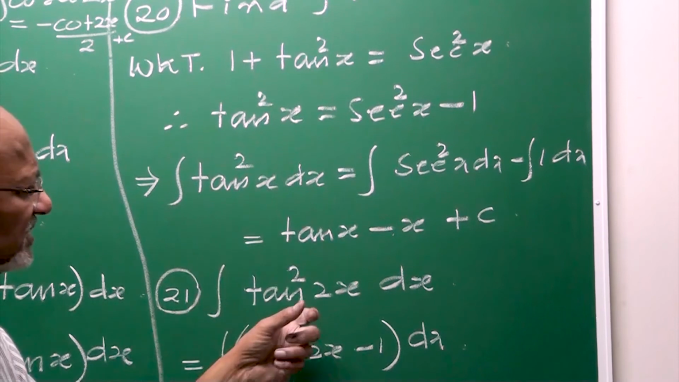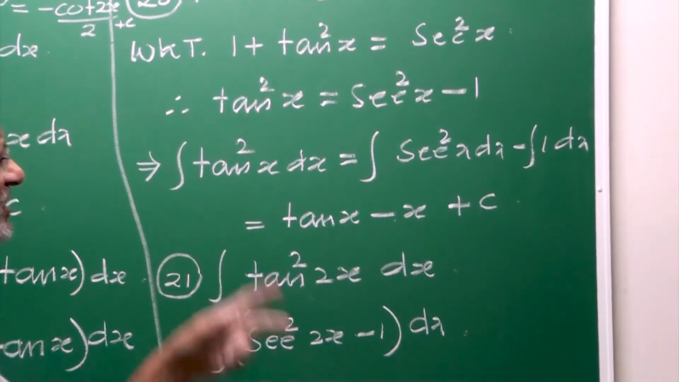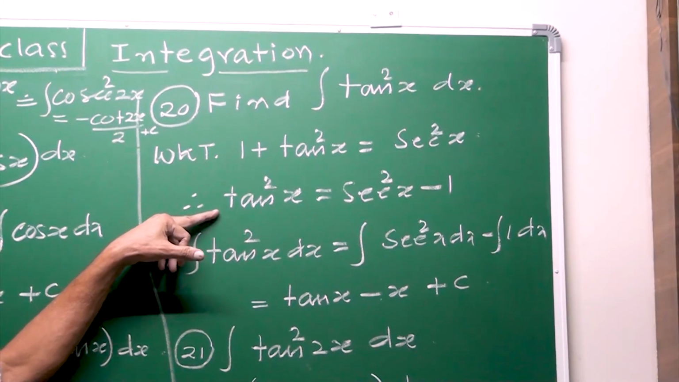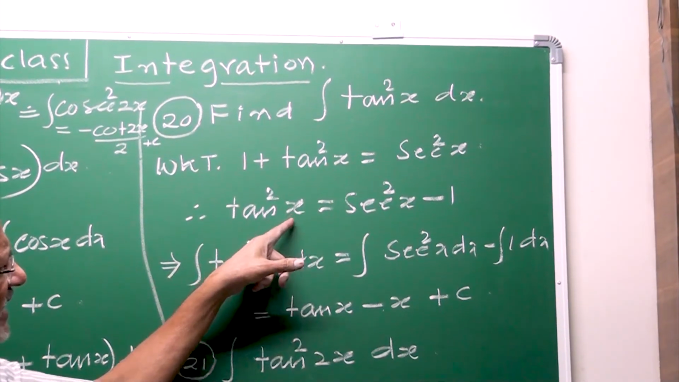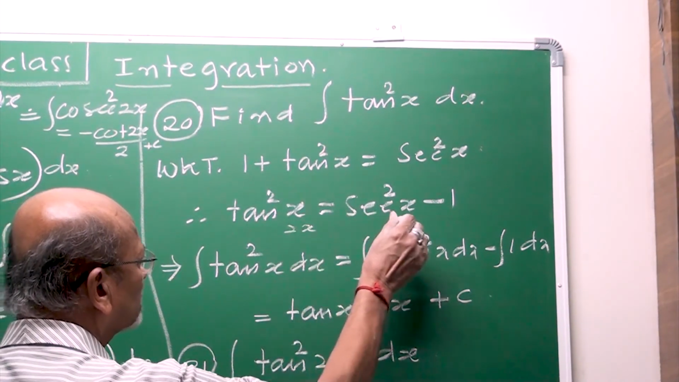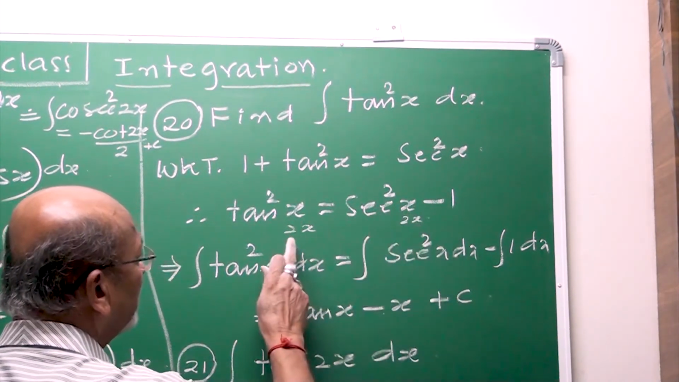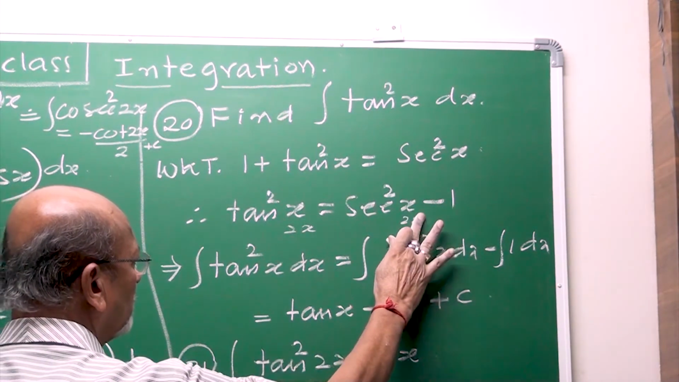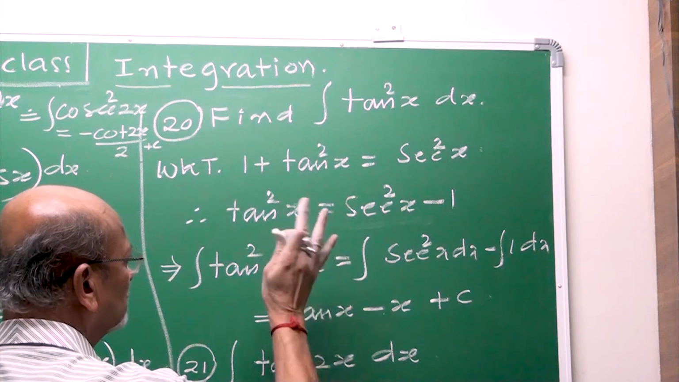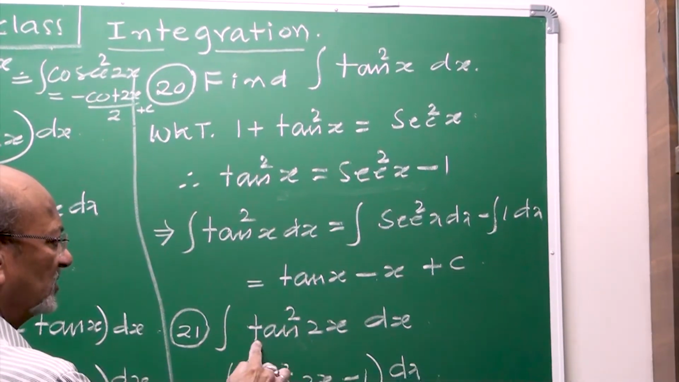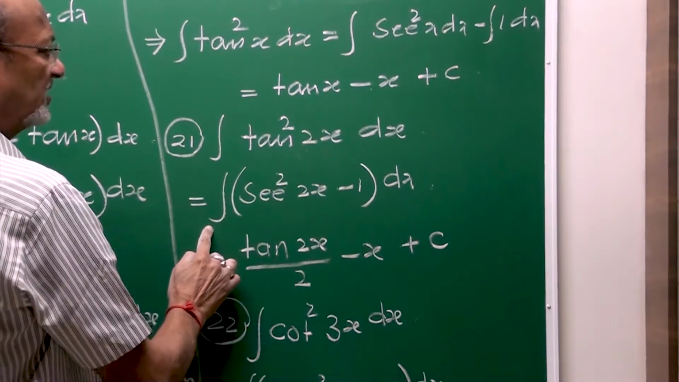Instead of x, they may give tan square 2x. No need, you can directly remember this formula. What is the integral of tan square? Sec square, whatever the angle: if it is x, you write x here; if it is 2x, you write 2x here; if it is ax, you write ax here. This is fixed, and the minus 1 is fixed.